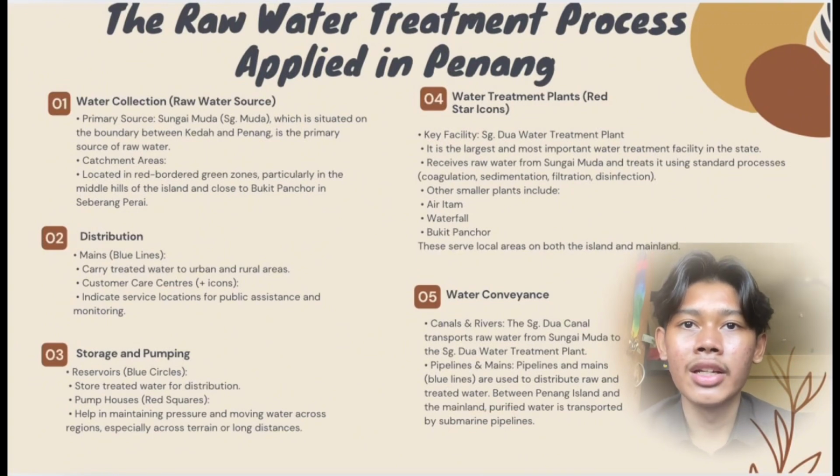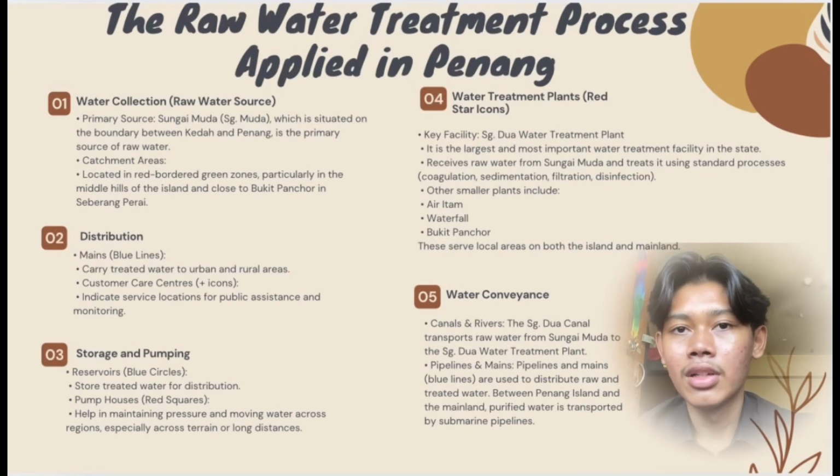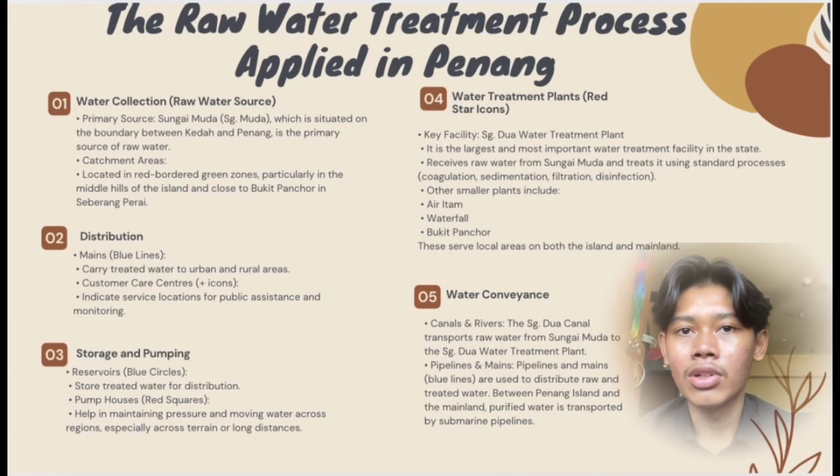Next is distribution. The blue lines carry treated water to urban and rural areas. Customer care: the plus icon indicates service locations for public assistance and monitoring. The third one is storage and pumping. Reservoirs, shown as blue circles, store treated water for distribution. The pump houses, red squares, help in maintaining pressure and moving water across the region, especially across terrain and long distances.